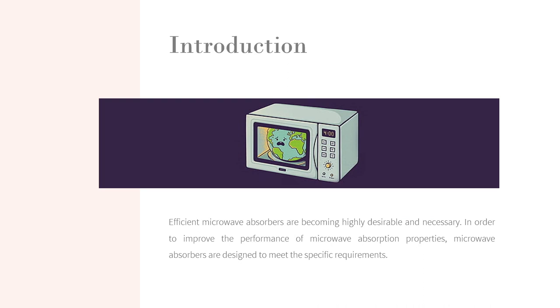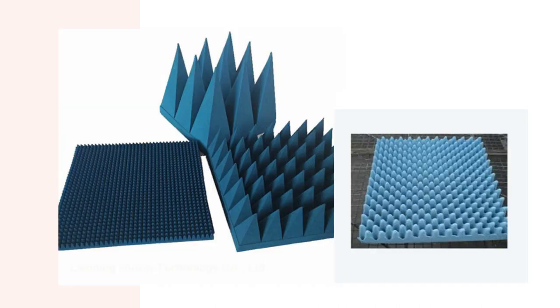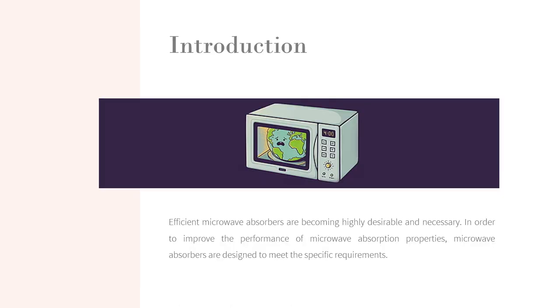So, in order to address issues induced by high spread of electromagnetic interference in both civil and military applications, efficient microwave absorbers are becoming highly desirable and necessary. For that reason, such material is required to effectively reduce the reflection of electromagnetic signals over a broad absorption bandwidth. In order to improve the performance of microwave absorption properties, microwave absorbers are designed to meet the specific requirements of simultaneously having strong absorption, wide frequency band, lightweight and small thickness.